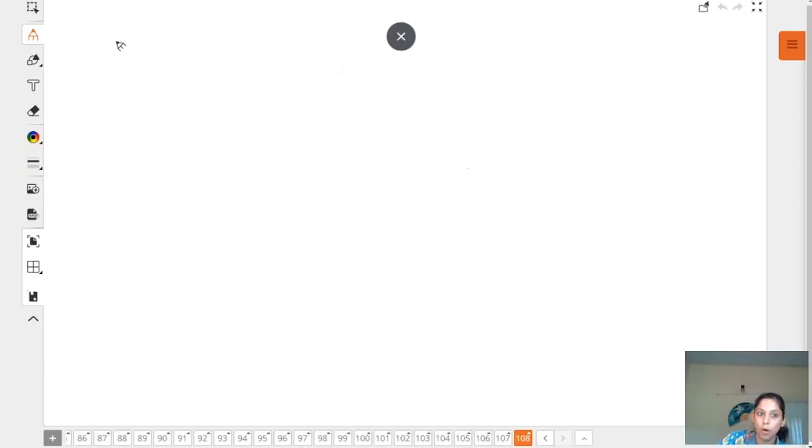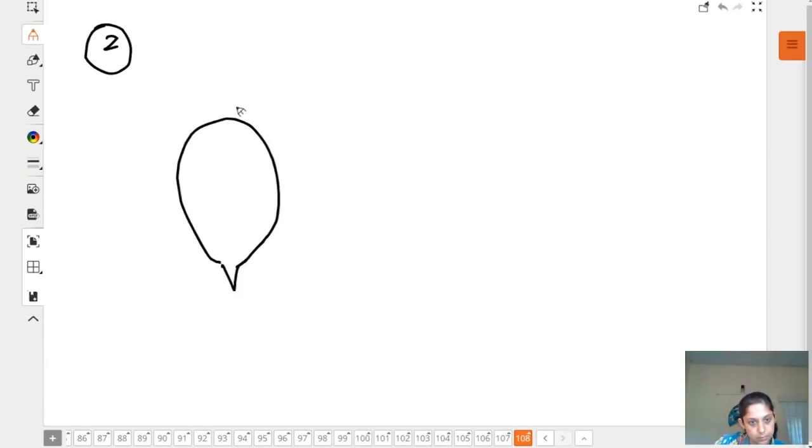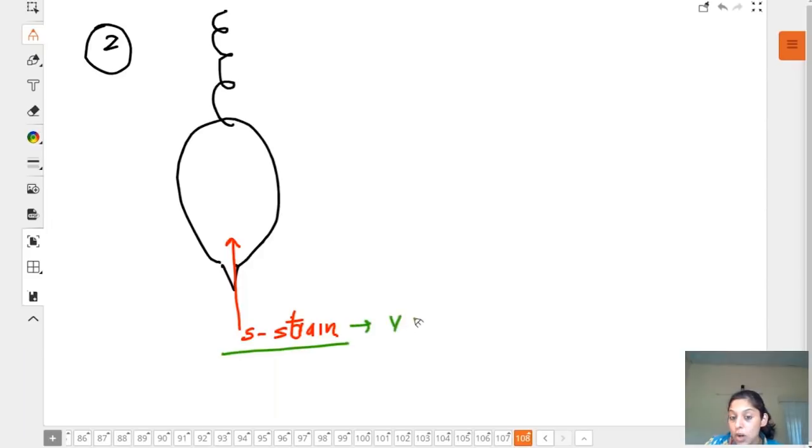Next experiment. Second point of transformation. Again takes a mouse. Gives it S. Smooth strain. What is the smooth strain? Come on. I've just taught you in detail. It is virulent. Yes, it's virulent. Poor guy. So what happened to the mouse? Oh, it's going to die.